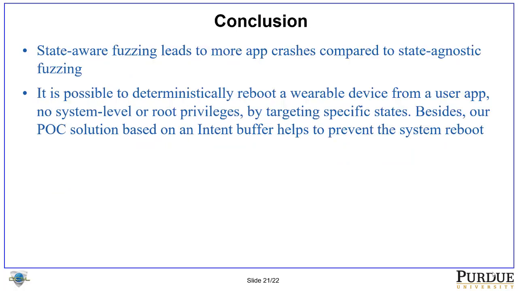And now our conclusions. We show that state-aware fuzzing leads to more app crashes compared to state-agnostic fuzzing. We also show that it's possible to deterministically reboot a wearable device from a user app without any system level or root privilege, just by targeting a vulnerable state. And besides, our proof of concept solution based on the intent buffer helps to prevent these cases.